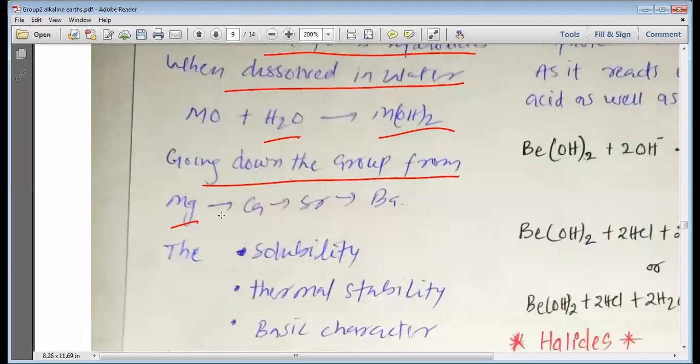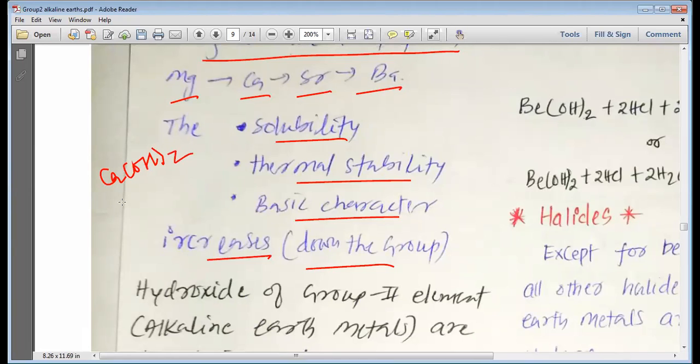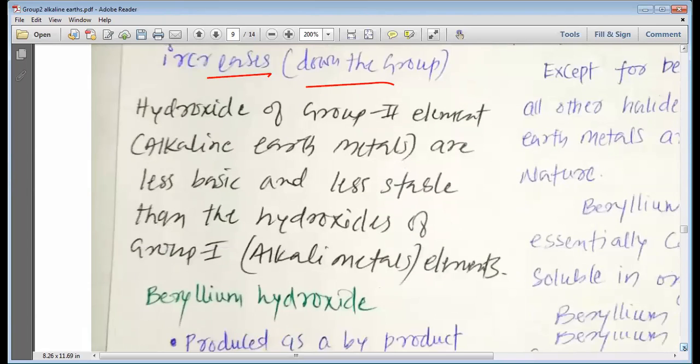Going down the group, from magnesium to calcium to strontium to barium, the solubility, the thermal stability, and the basic character of these hydroxides increase down the group. So we can say that compared to Ca(OH)2, Ba(OH)2 is more soluble in water, is more thermally stable, and is more basic in nature. That is what we can easily understand.